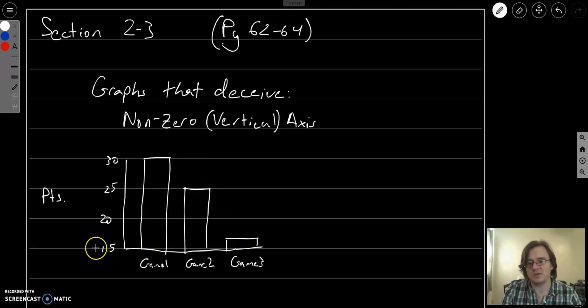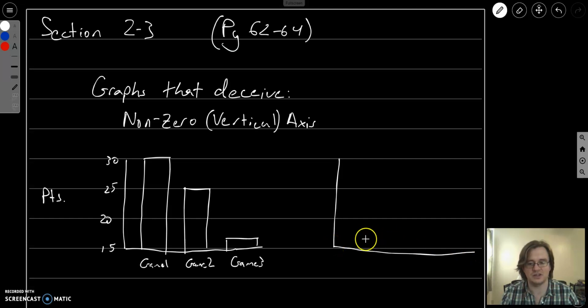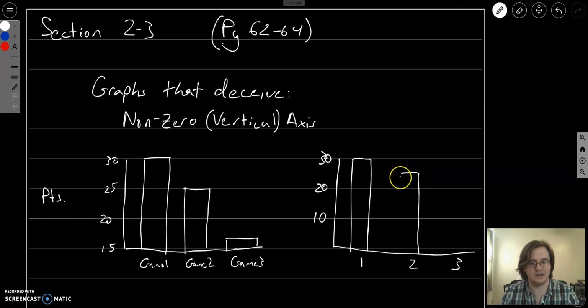But then we come over here and we look at the axis, and we see that our graph starts at 15, and up here is 30. So maybe a better graph would be one that starts at 0 and wouldn't hide this information. So if I call this 30, say 20, and 10, and we had game 1, game 2, and game 3, game 1 was at about 30. Game 2 was at 25, which would be halfway between 30 and 25.